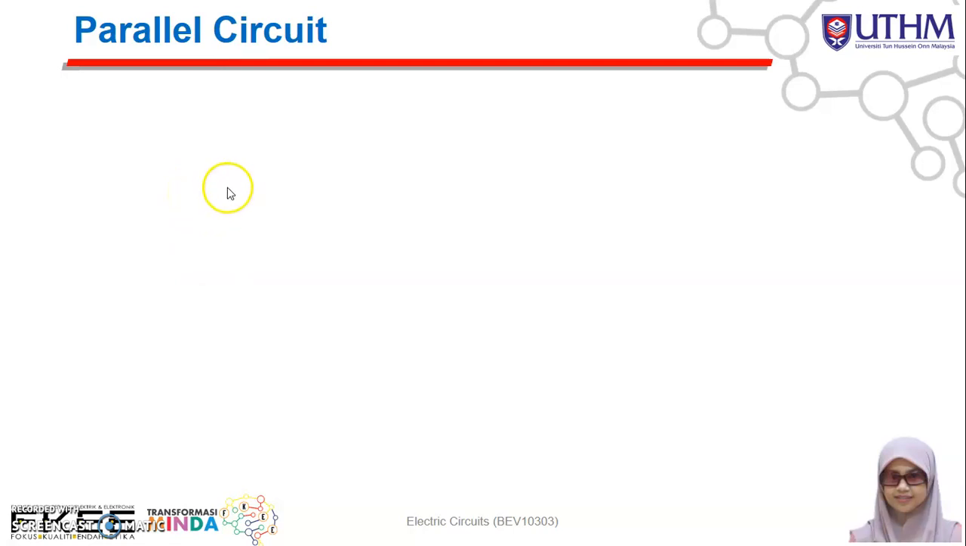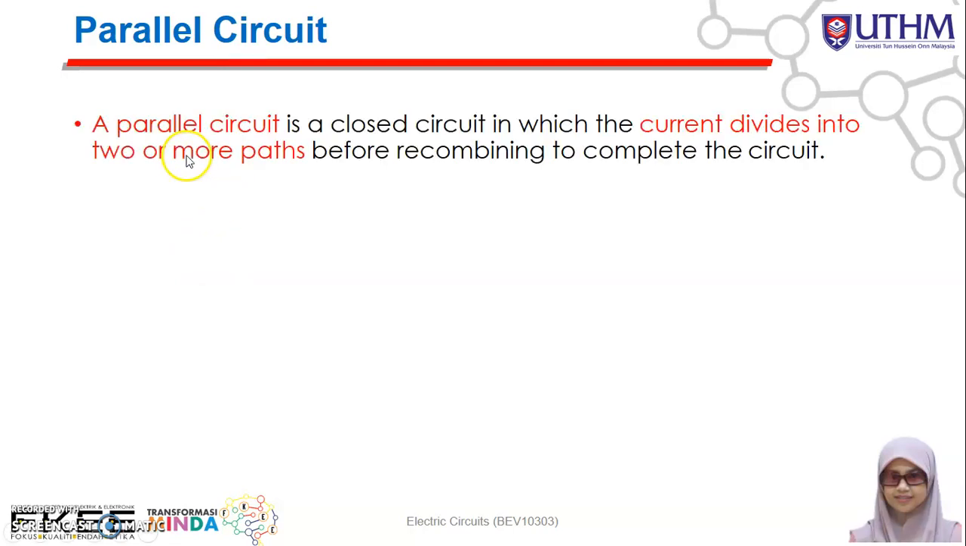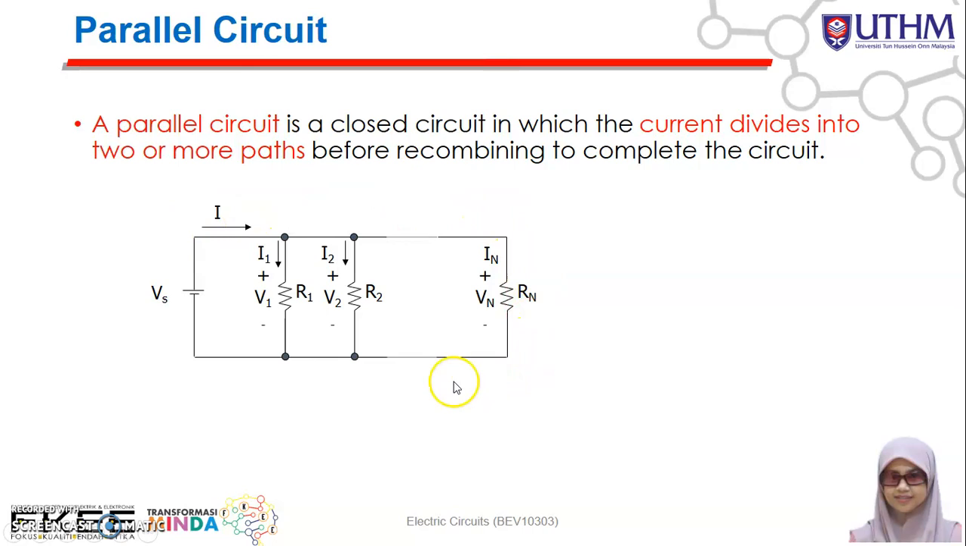What does it mean by a parallel circuit? A parallel circuit is a closed circuit in which the current divides into two or more paths before recombining to complete the circuit. Basically, this is your parallel circuit, where you have a voltage supply connected in parallel with R1, R2, until Rn. You see the current will be divided into two or more paths. Here I is the current coming from your source, and I is divided into I1, I2 and so on until In.